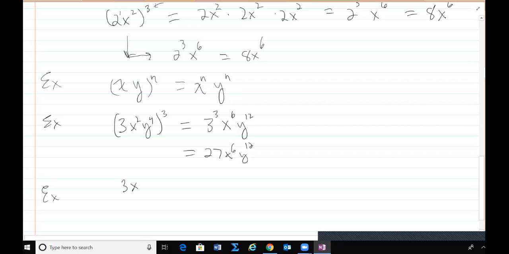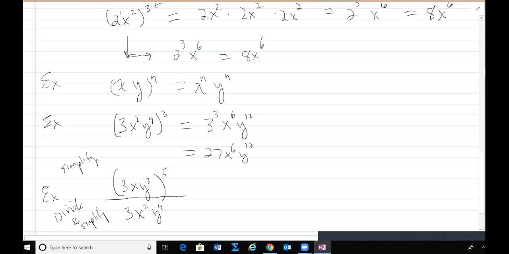Let's say we have 3x y to the 3rd power, and we're going to raise that up to the 5th power, and then we're going to divide that by 3x squared y to the 4th. Okay, and we want to simplify this. So instructions might just say simplify, or it might say divide and simplify, because it is a division problem. In any case, we follow our order of operations when we can.